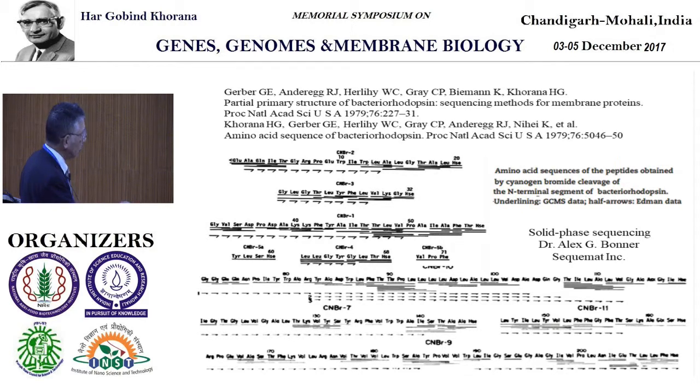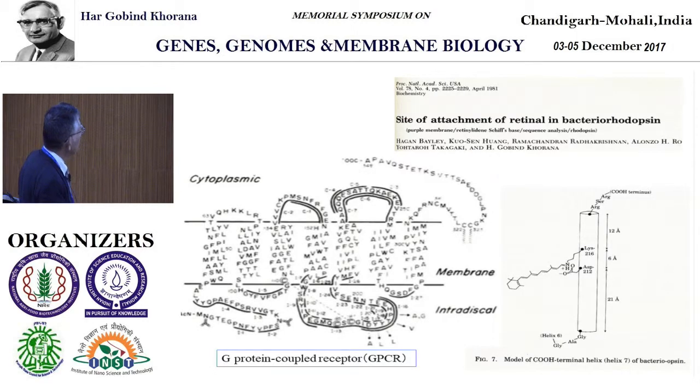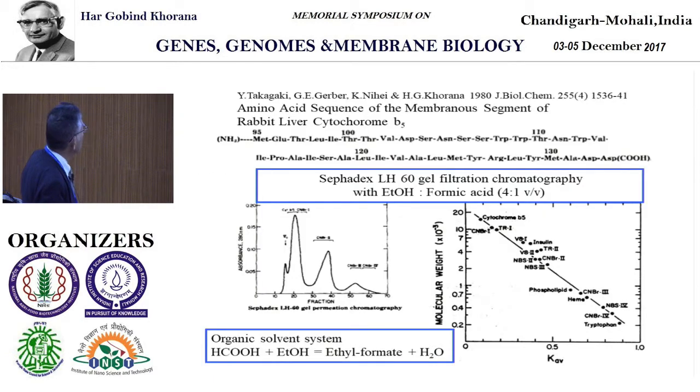Alex was a very kind person, and I think he did the sequencing for us free. But then Gobin eventually bought a solid phase sequencer from Alex. Also, the Edman liquid phase sequencer was used to locate the retinal position. I was the operator of a sequencing machine after Gerhard Garber left.